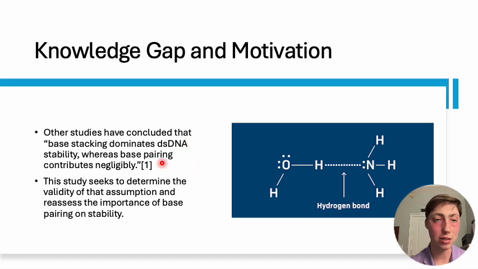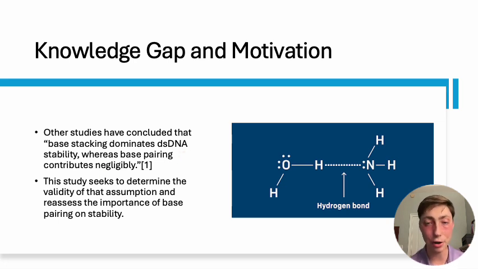So other studies, besides this one, of course, have concluded that base stacking is the dominant force in double-stranded DNA stability. This is because these studies have found that the content of the bases is a very important thing for stability. So the GC content versus the AT content is often found to be important, as GC content usually leads to more stability of that double-stranded DNA molecule.